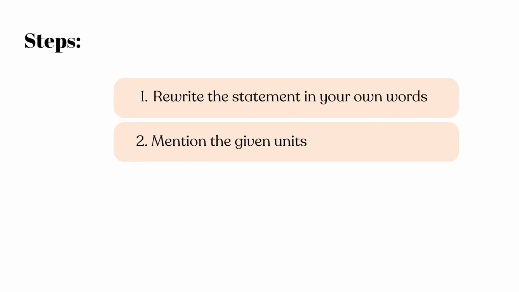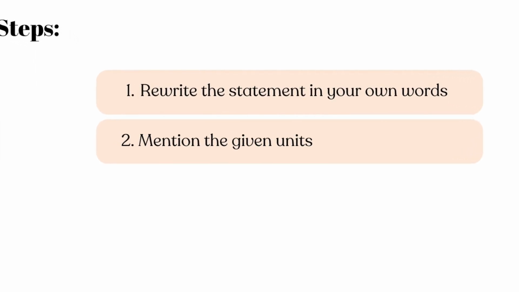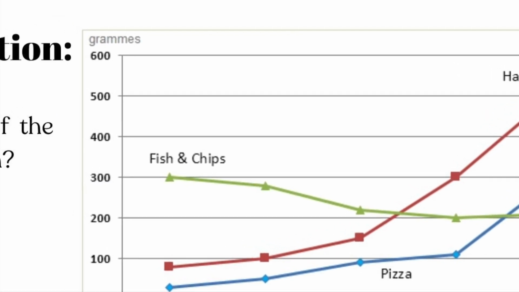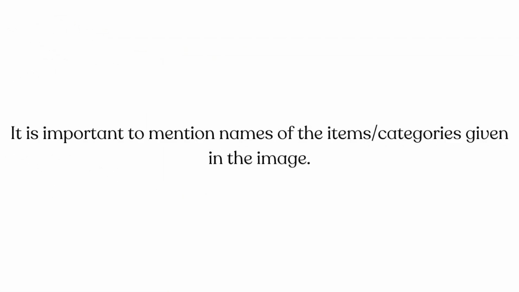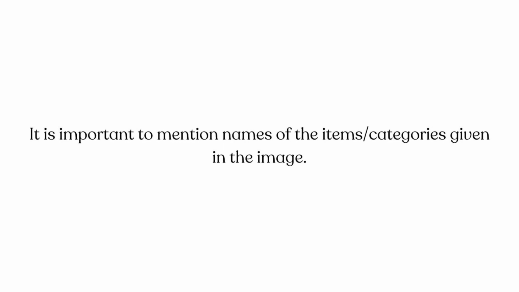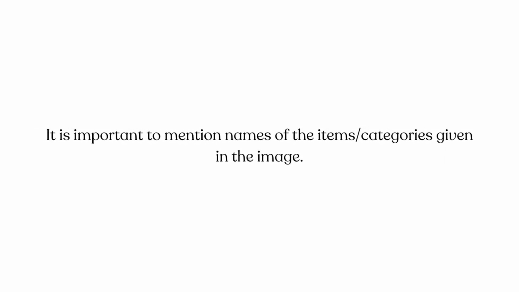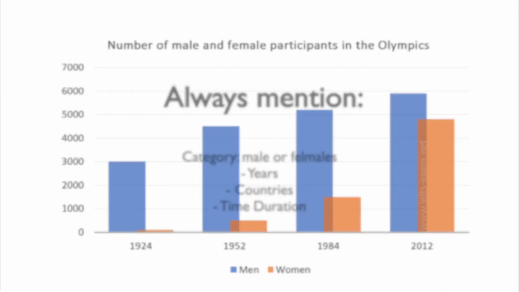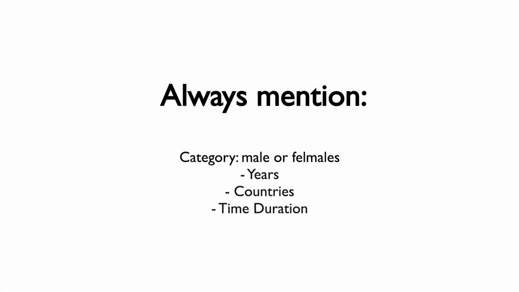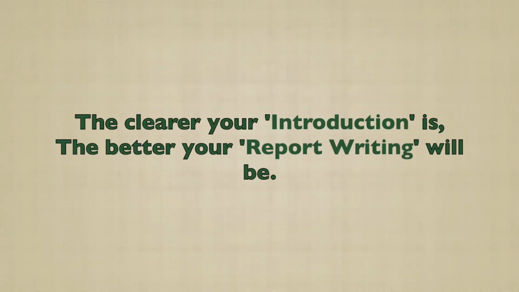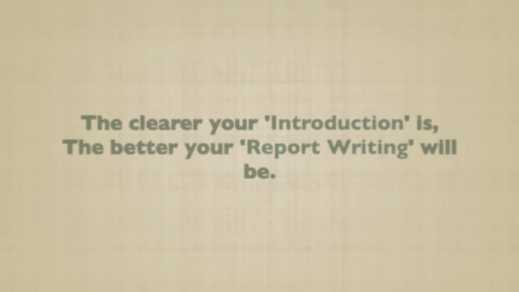In your own words, you're going to write the main points from the statement. Secondly, you're going to mention the units that were given to you in the line or the bar chart. Lastly, you should name all the categories or items that are given to you in the line or the bar chart. If you are given parameters like male or female, you should name them. If you're given years in your X or Y axis, you should name them. If there are other categories that are given to you, you should definitely name that in your introduction. Remember that the clearer your introduction is, the better your report writing will be.